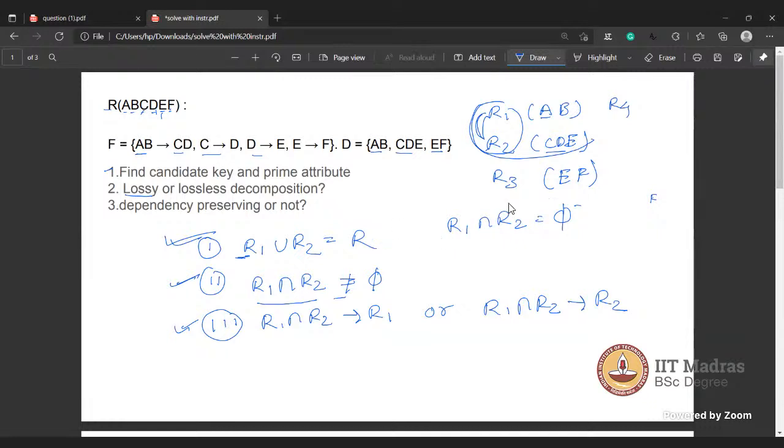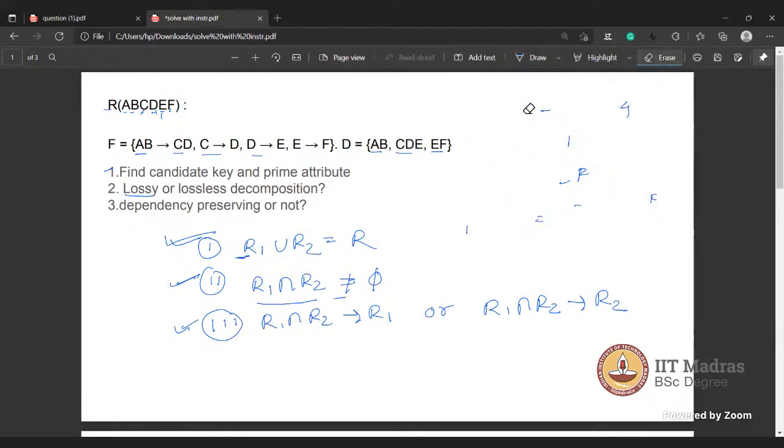See. Suppose we decompose the relation R into a number of relations, say n. Then R1 union R2 till Rn must be equal to R. That is the first condition. In this case, R1 union R2 union R3, the union of all three decomposed relations, gives R. So the first condition is satisfied.